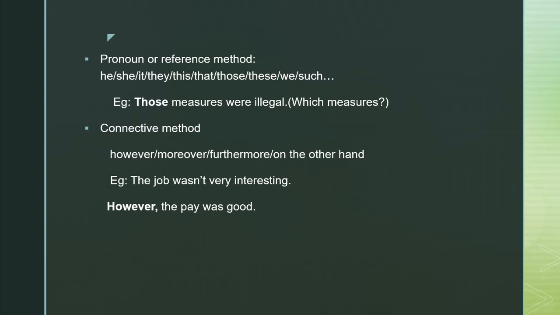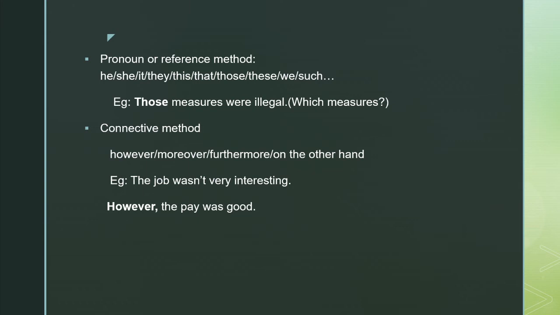So the next is the connective method, which means if I'm describing a particular thing, like if I tell you that the dinner was great, but however the restaurant was really not up to the mark. So there is a connection, right? Here also in this example you can see. So what words make a connecting sentence? They are however, moreover, furthermore, on the other hand. If you see such words, then it is an indication of a connection sentence.